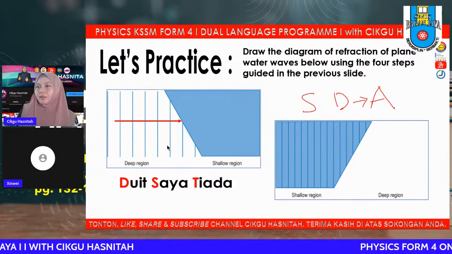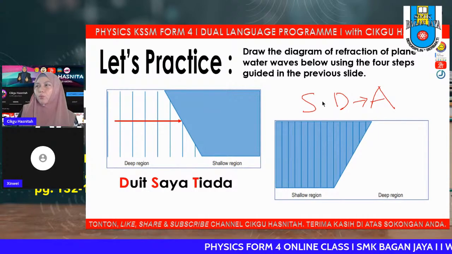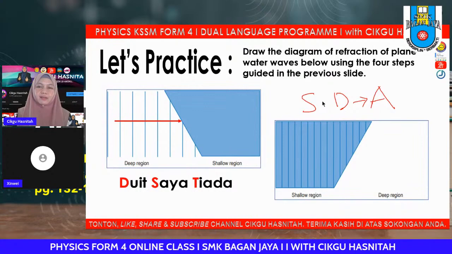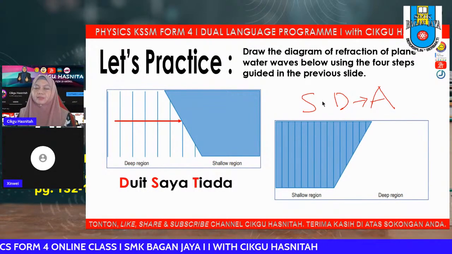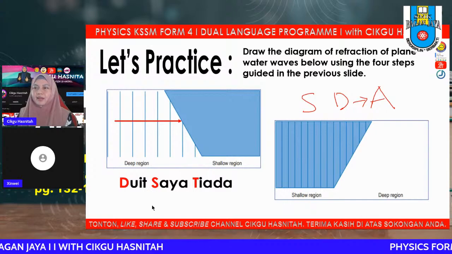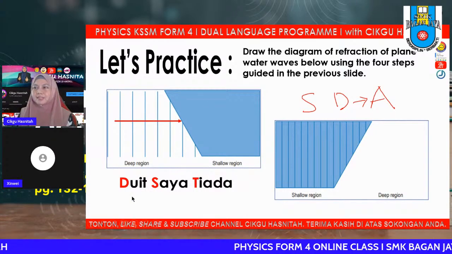Okay, just use this formula: deep to shallow, towards normal. Shallow to deep, away from normal. Then you won't get lost. Anyhow, I think I will show you because we have about 10 minutes left. So I show you how the pattern goes, students.